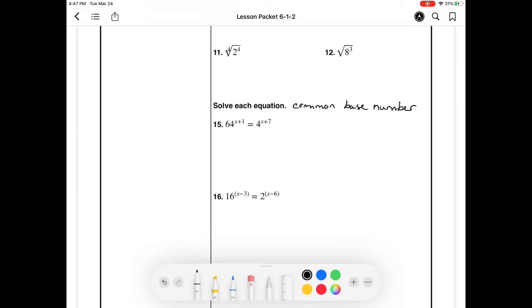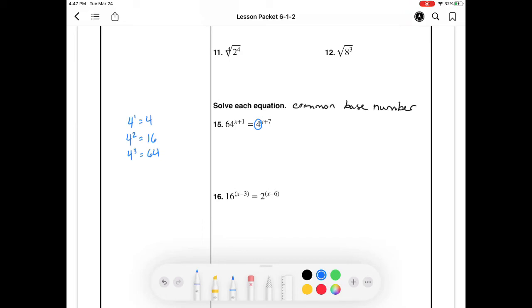In problem 15, because 4 is the smaller number, we're going to use that as our base. And we have to figure out 4 to what power equals 64. So I'm going to write out my 4 exponents. 4 to the first power is 4, because any number to the first power is itself. 4 to the second power is 4 times 4, which is 16. 4 to the third power is 16 times 4, which is 64. So we see that 4 to the third power equals 64.